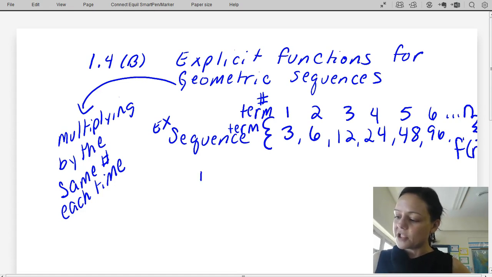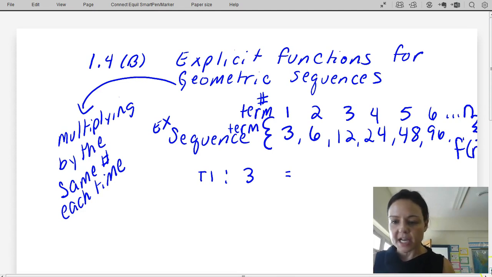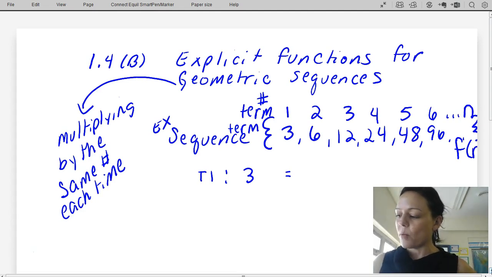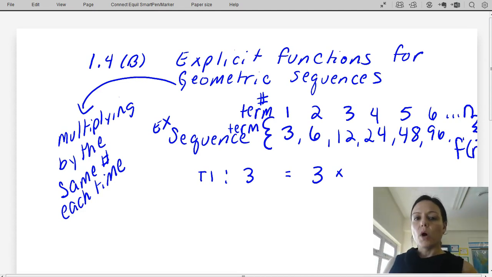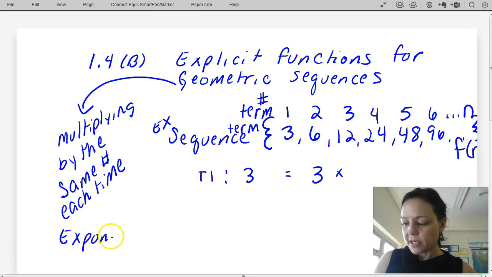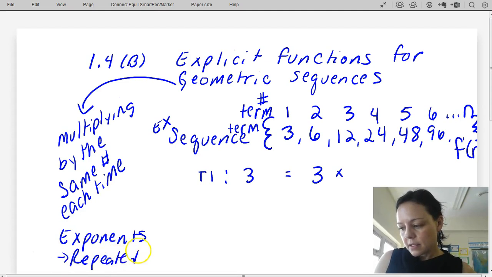So if term 1 is 3, how do I get 3 by multiplying by 2? That's a tricky question, because the only way I'm going to get 3 by multiplying is to multiply 3 by 1, right? 3 by 1 is going to give me 3. Now, here's what I want you to try to remember. Remember, exponents are repeated multiplication.